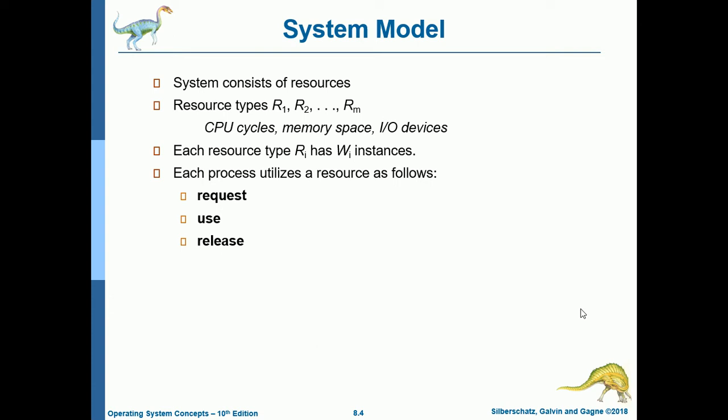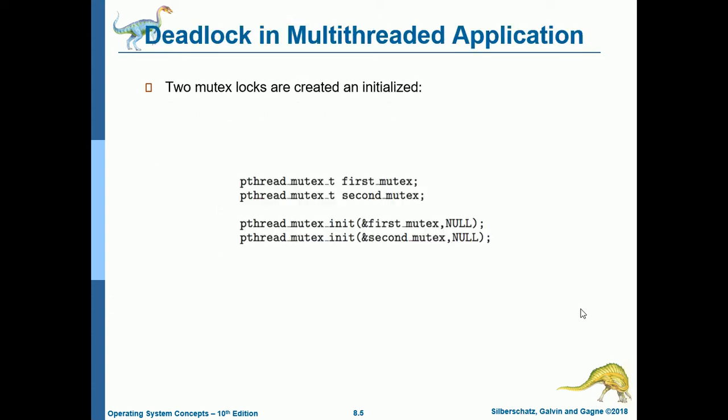So each process utilizes a resource as follows. For a process to use a certain type of resource, it should request that resource. After the request is granted, the process can use that particular resource type. And then after the process has executed, it should release the resources that were allocated to it.